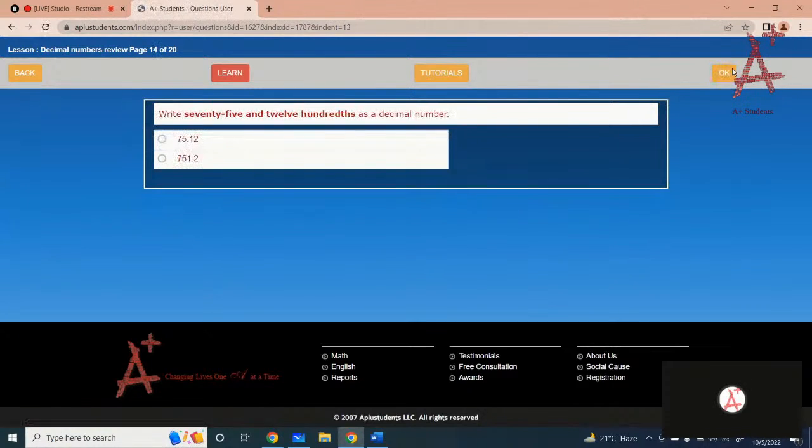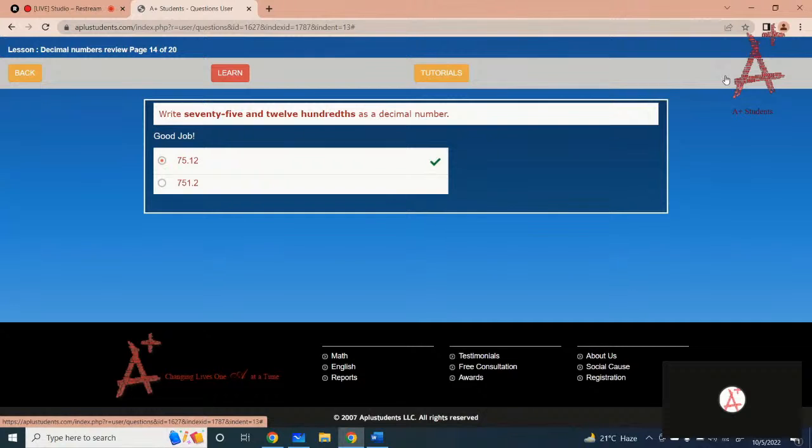Very good. Write 75 and 12 hundredths as a decimal number. So which option is the correct one? First one or the second one? The first one is the correct option. Got it? Select the correct option and click on the OK button.